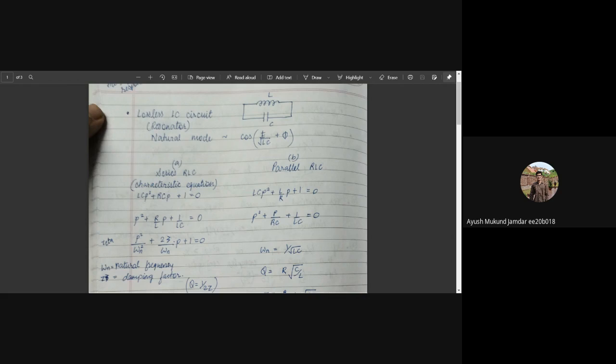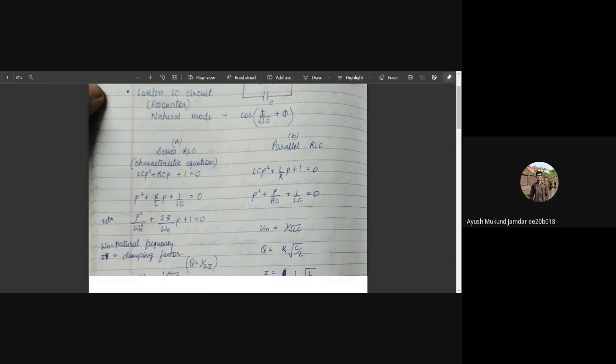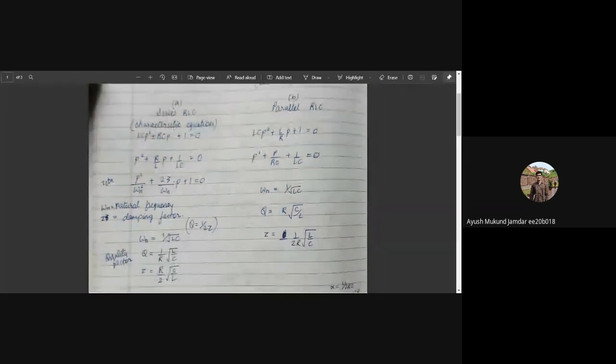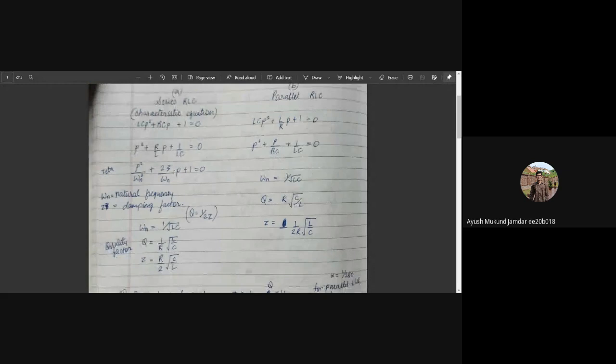That is the resonator, and its natural mode of oscillation is cos t by square root LC, 1 by square root LC being its resonant frequency, where it is interesting to see how energy gets transferred from the capacitor to the inductor and back again. And in the parallel and series combination of LCR circuits, we got two characteristic equations for the exponential response that we had guessed as its solution.